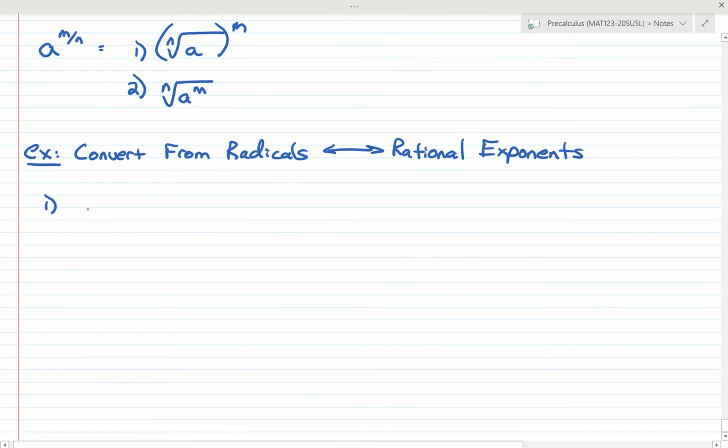So for example number 1, we have 8 to the 2/3. And from the properties we just talked about, we could think about this as the cubed root of 8, to the second power. The cubed root of 8 is 2. So then 2 to the second power, of course, is 4.